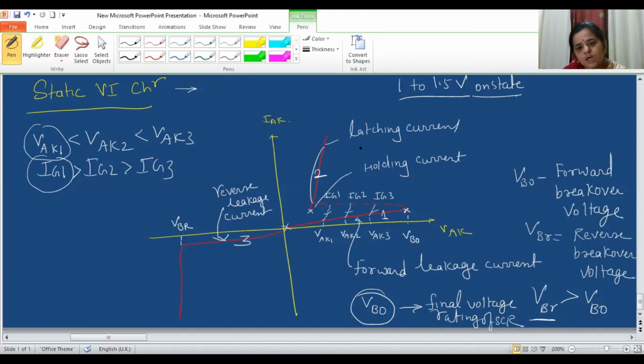Now there are two important terms. One is latching current, another is holding current. Right now in this video, I am just going to tell you that holding current is the minimum value of anode cathode current that should flow through the device so that the device can remain on, whereas latching current is the minimum value of anode cathode current required to turn the device on. So one is related to the on process of the SCR, and the other is related to the off process of the SCR. Both are anode cathode currents.